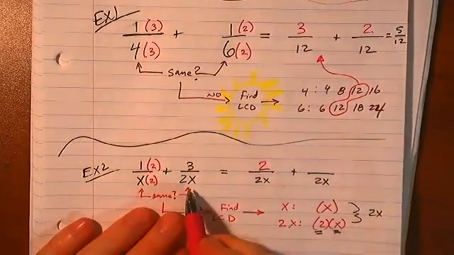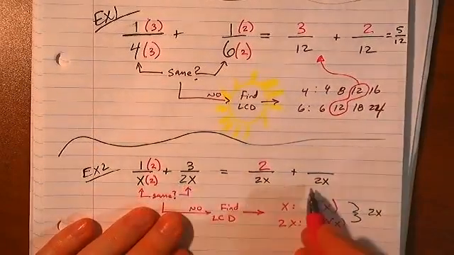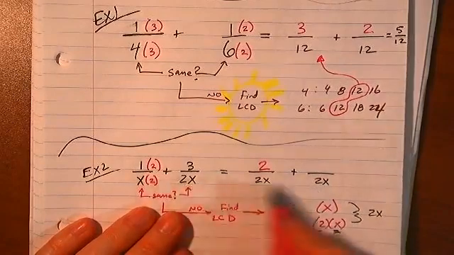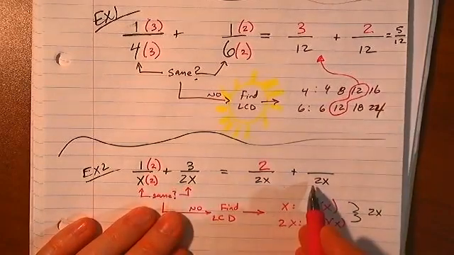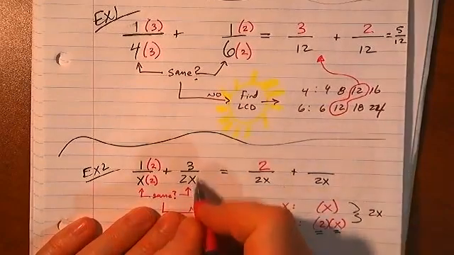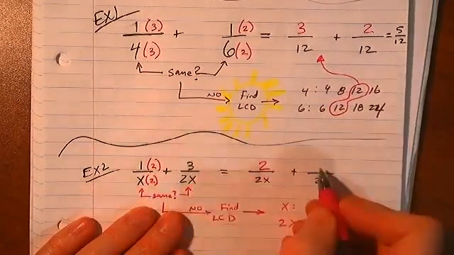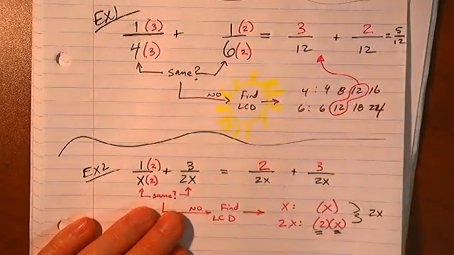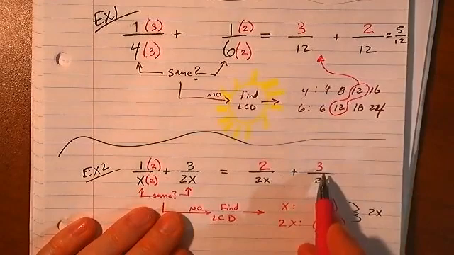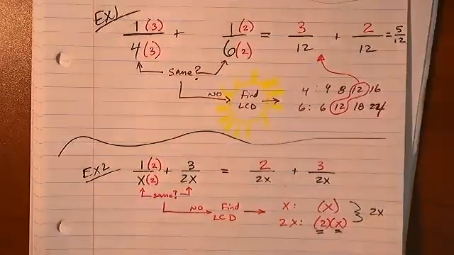Okay. For my other fraction, I need a 2x. I already have a 2x. That means I didn't need to do anything. Or you might say I multiplied by 1 if you want to. But if I do nothing to the bottom, then I'm going to do nothing to the top also. So the 3 in the top stays in the top because I didn't really change that fraction.